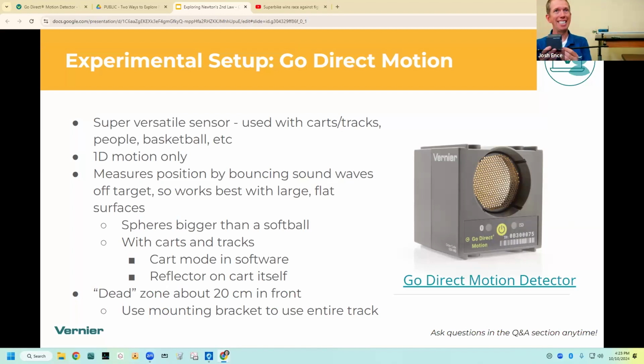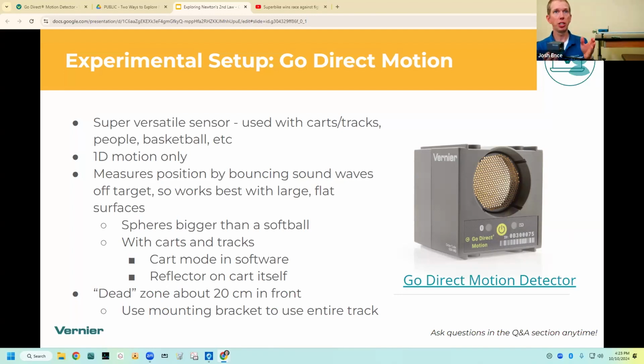Some things you should know about is it's one-dimensional only, so it's only measuring what's directly in front of it. It's best to imagine a cone with a vertex of 30 degrees centered on this gold foil transducer here. This is actually a very high sensitivity microphone that's tuned to that 40 kilohertz signal. It's listening for it. Basically, imagine anything inside that cone, it can see. Anything outside that cone, it can't.